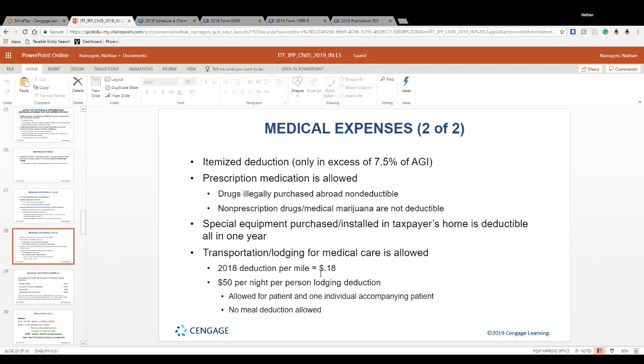It's basically allowed for a patient and one individual accompanying the patient. You can take $50 per night for lodging. Okay, and there is no meal deduction. So you can't take meals, but you can take at least $50 if it's overnight.